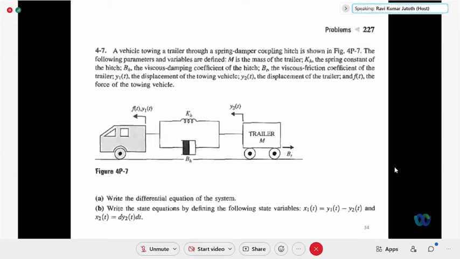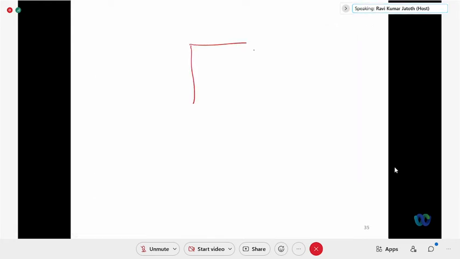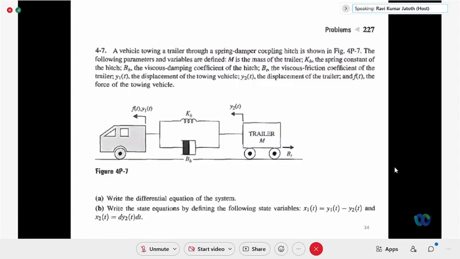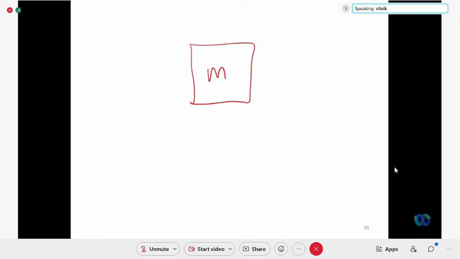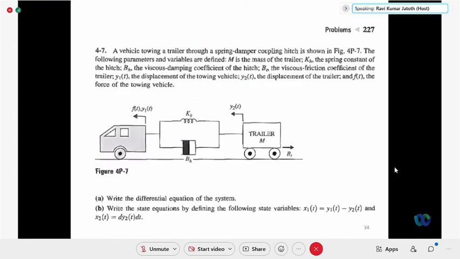I'm drawing on behalf of you. If you had been in class, I would have done it on the board. So I'm trying to write the free body diagram of the trailer. Trailer mass is M, moving in this direction, Y2 of t. Is there any direct force acting on it? The viscous force, sir, BT. There is no direct force, only the damping force and spring force are dragging it.